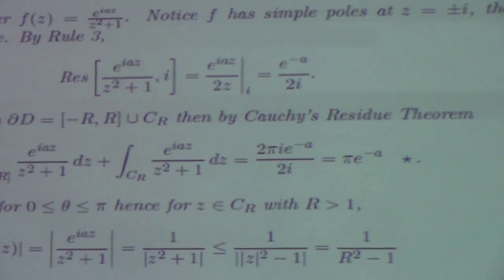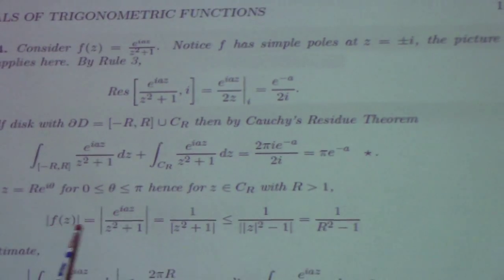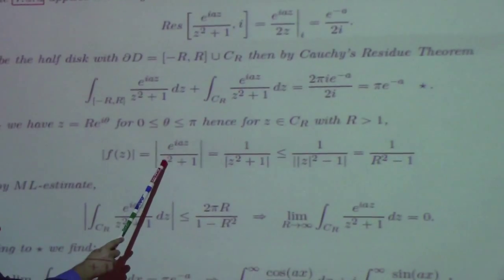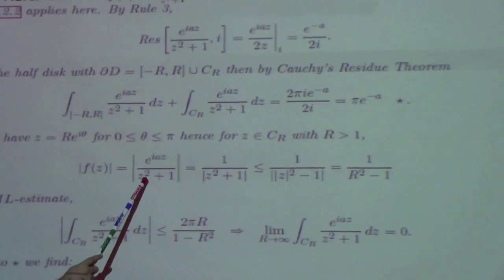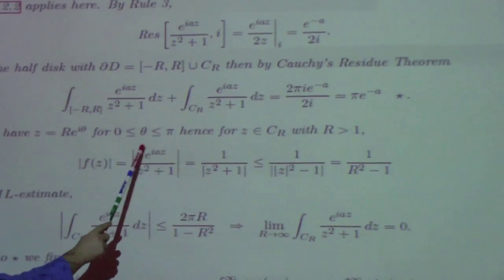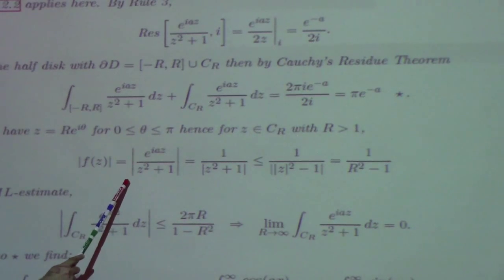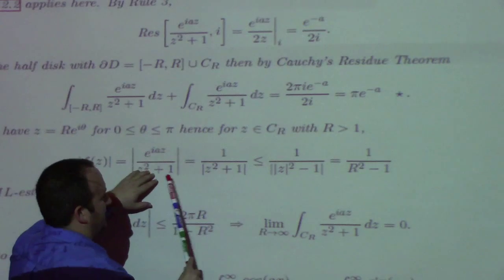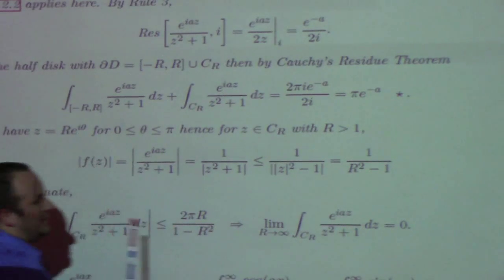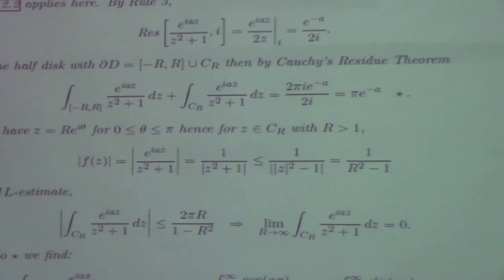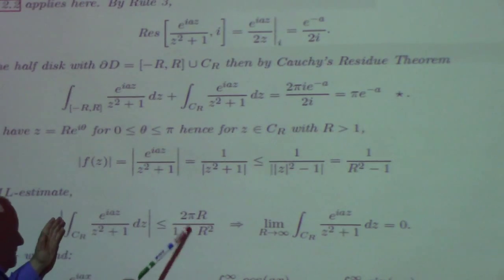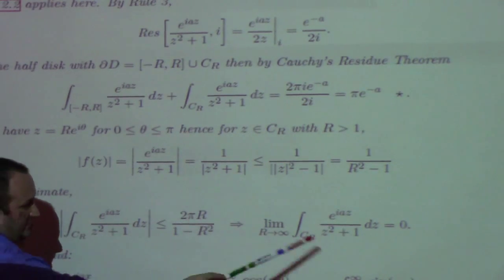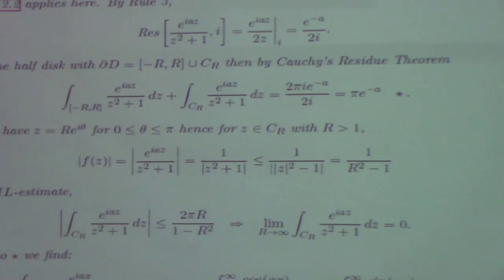So here's the ML estimate: the modulus of e to the iaz over z squared plus 1. Of course, the numerator is unimodular, so it has modulus 1, and we can replace z squared plus 1 with something smaller, r squared minus 1, supposing r is greater than 1. As r goes to infinity, the ML estimate gives us that this integral is bounded by 2 pi r over r squared minus 1, which goes to 0, so that piece drops out.